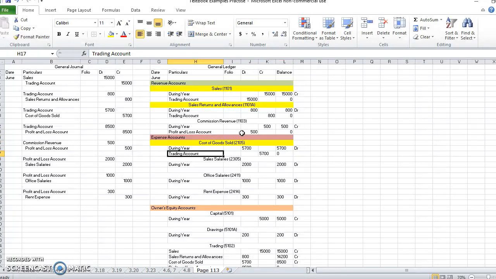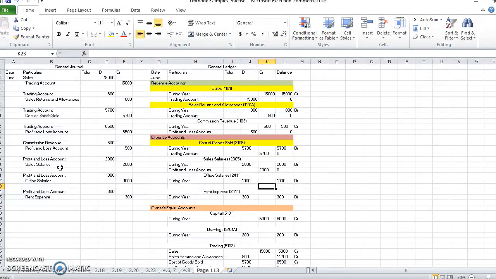Sales salaries was 2,000 debit. We credited salaries for 2,000 here, and the opposing account was the profit and loss account, leaving us with a 0 balance. We're closing all of these off.